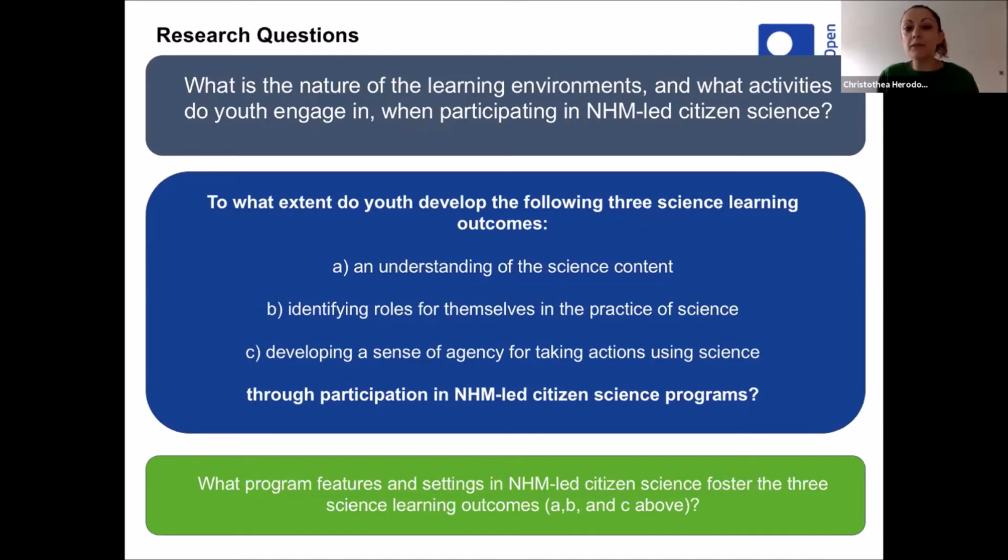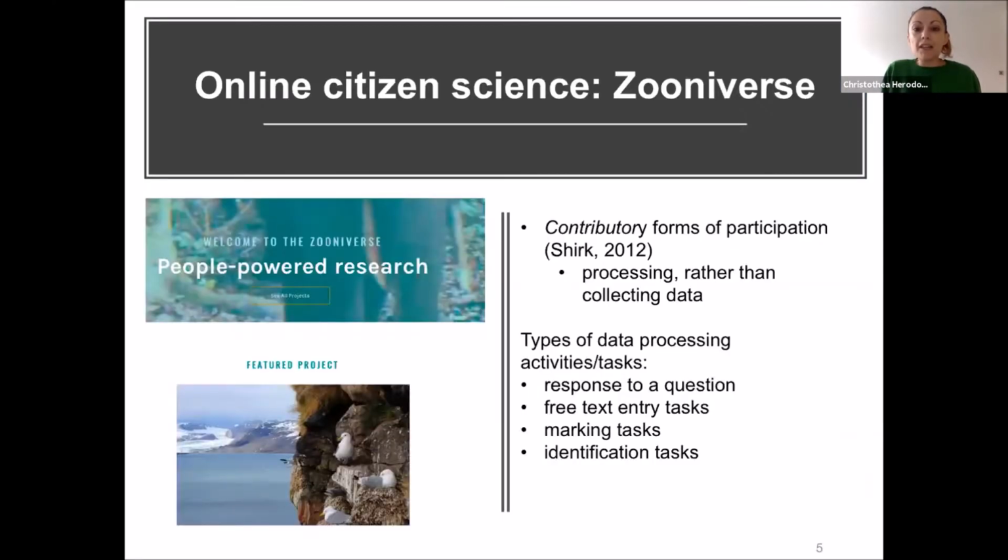The next year we tried to understand whether and what people are learning when they take part in these projects. And now, in our last year, we are looking to see how we can change or alter the design of those projects to ensure that young people are more engaged and are actually learning something from taking part in citizen science activities. So the study I'm going to present is about Zooniverse.